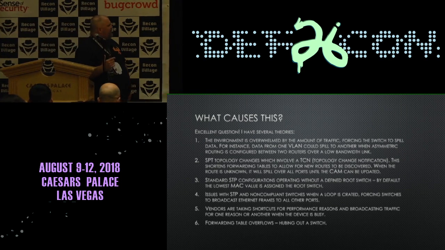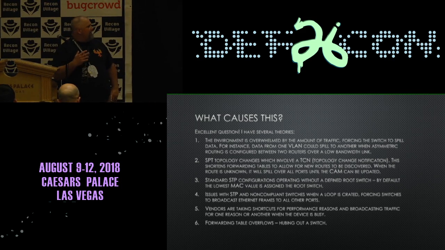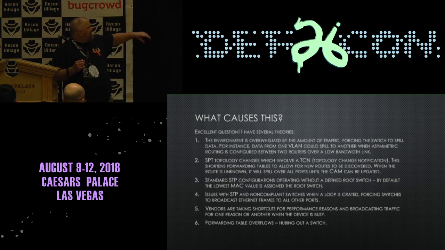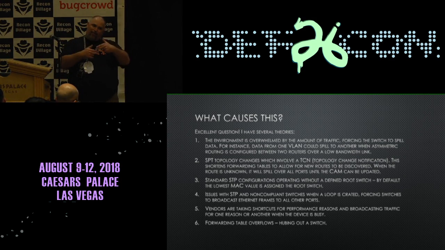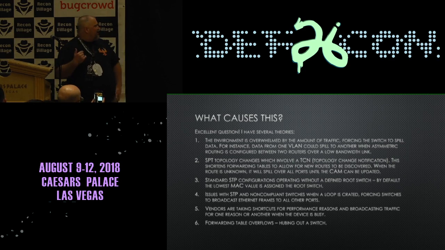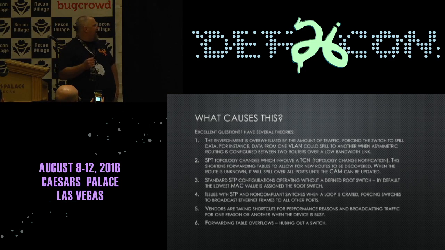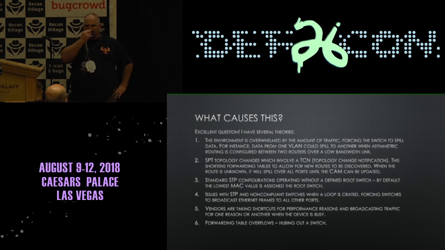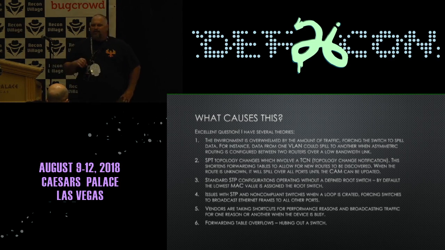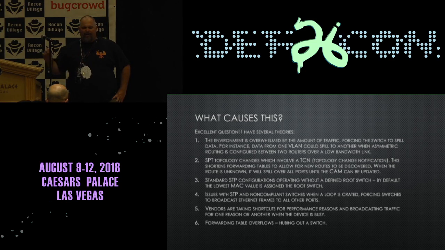Well, there are a lot of things that I know for a fact cause this. Cisco will admit to the top three, I know that without a doubt. But the environment really comes from being overwhelmed. Asynchronous routing, where traffic is flowing from both sides, you actually get leaks from different VLANs with its spills. You can collect interesting information from that. SMB topology changes: there's a TC impact that actually goes out. What it does is it shortens the time that something remains in the CAM table.